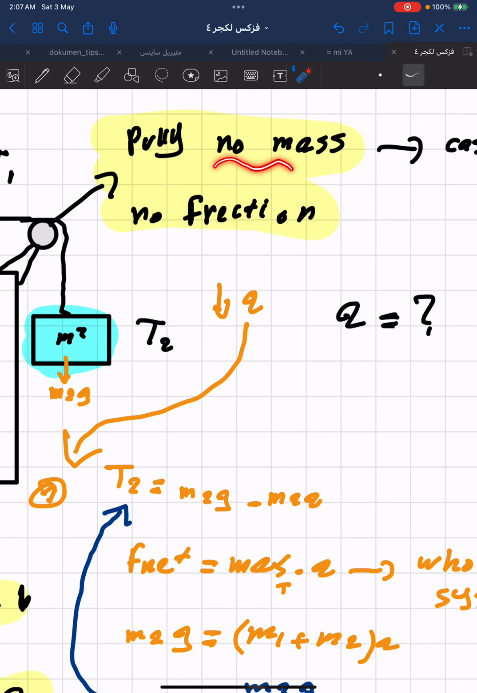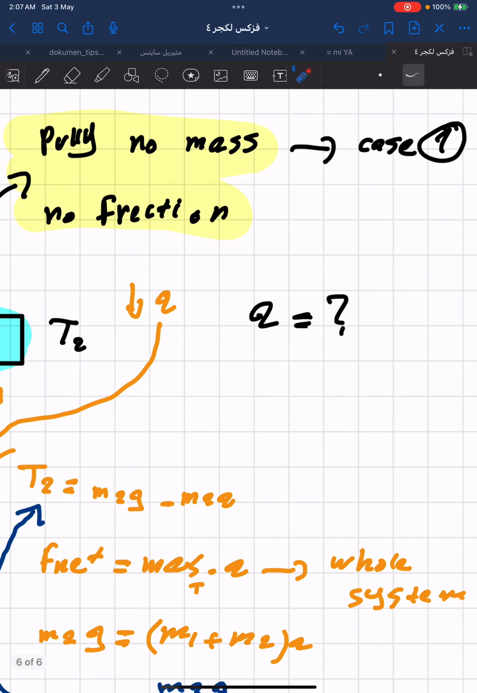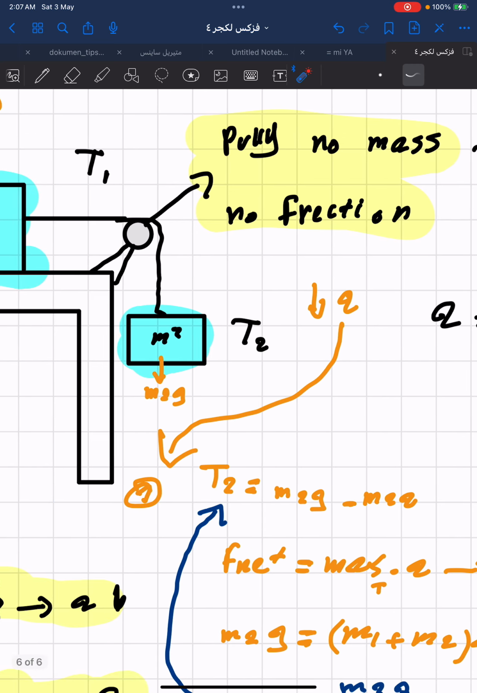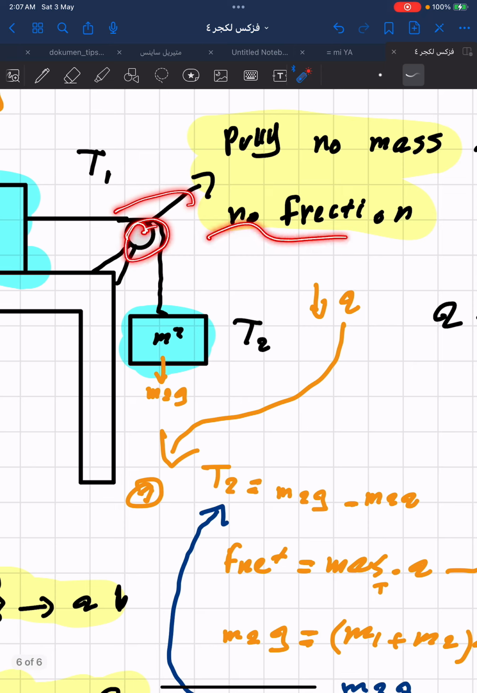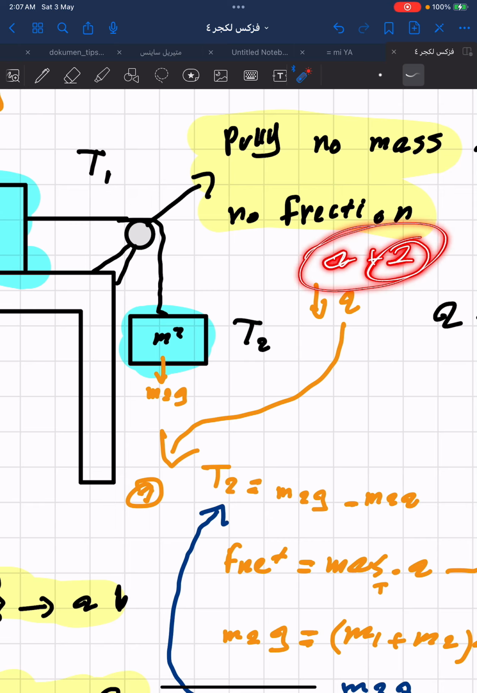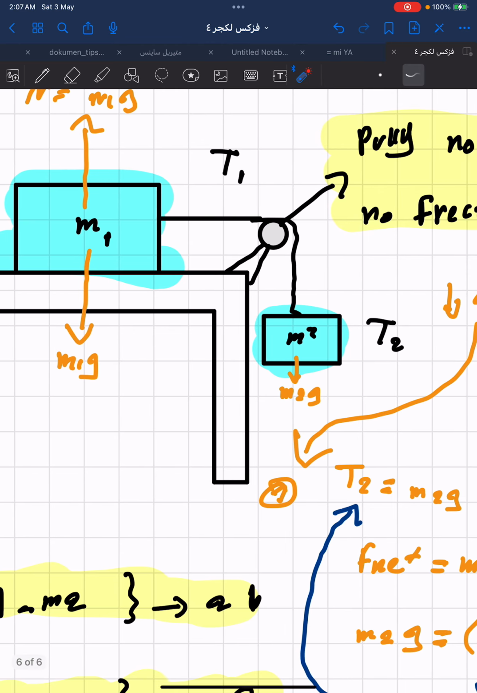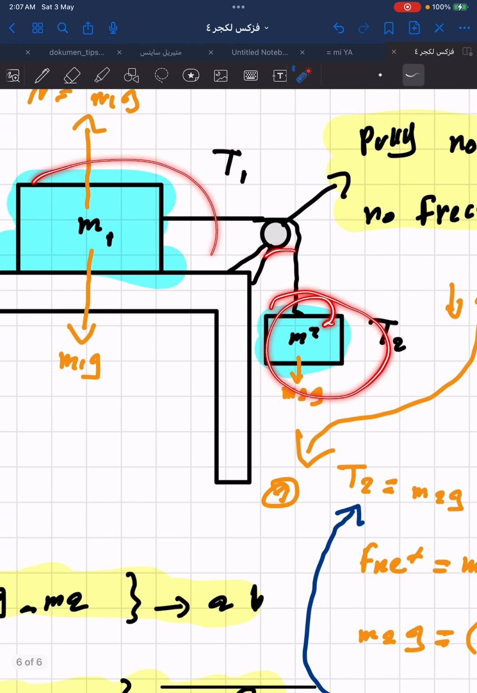By the way, by no mass or no friction, it does not mean there is actually no mass or friction, because that is too theoretical to be applied. We actually mean the mass of the rope or the pulley has no friction and no mass. It means the friction and the mass are so small that we can ignore them. Just like in calculus, when we have, for example, infinity plus 1, we can ignore the 1 because it's infinity. Here it's the same case. This is too much, and this is too small, so we can ignore it.